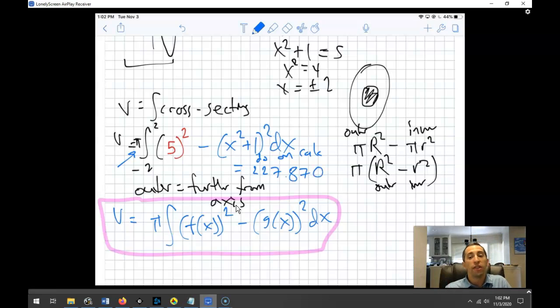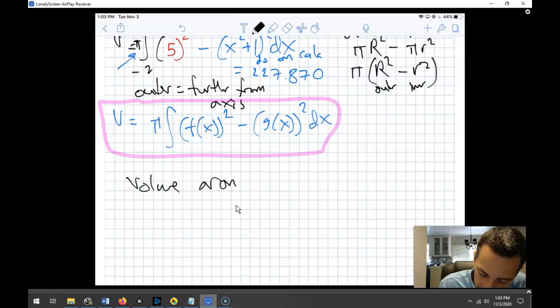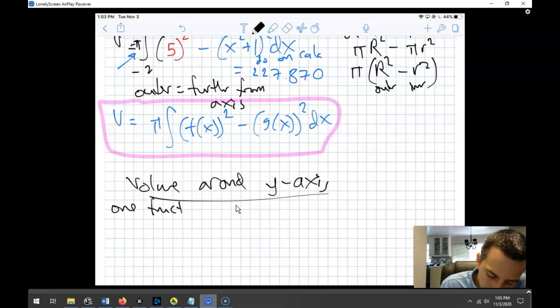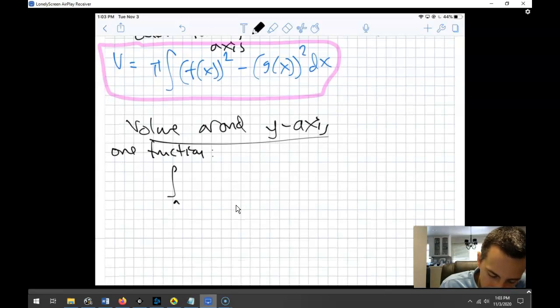Okay, so that's how we do it if we're rotating one curve or two curves around the x-axis. The other thing you might want to know is what if we're going around the y-axis, right? You guys love those problems. So if we have a volume around the y-axis, as you would imagine, these problems are almost identical. So if you have one function, the math is the same, it's just in terms of y, right? So you're just going a to b of pi times your function squared.